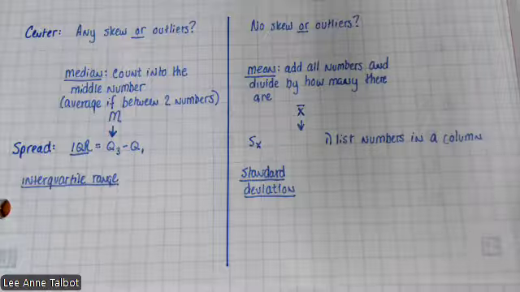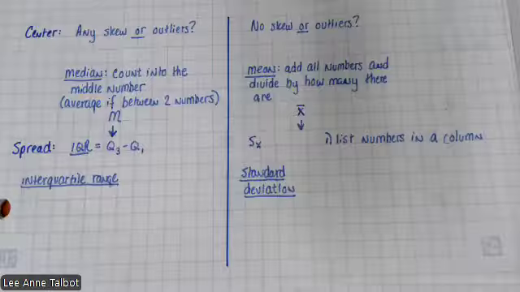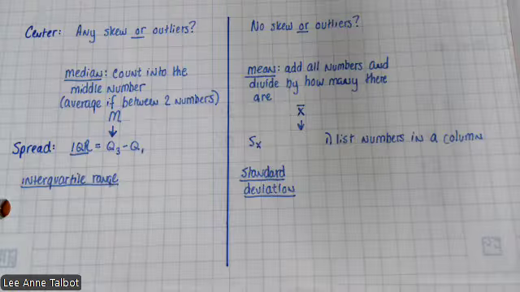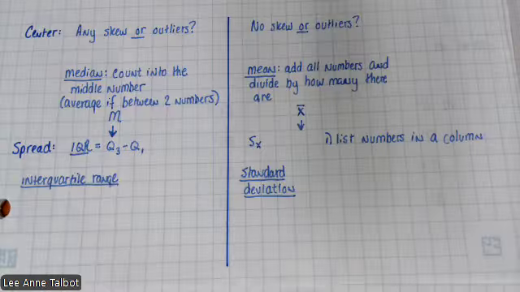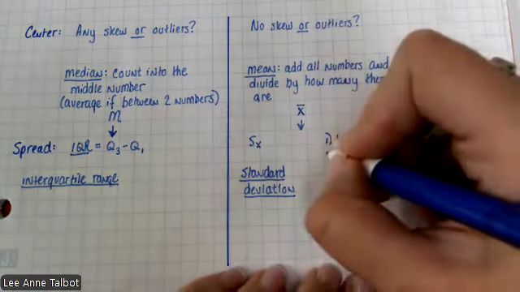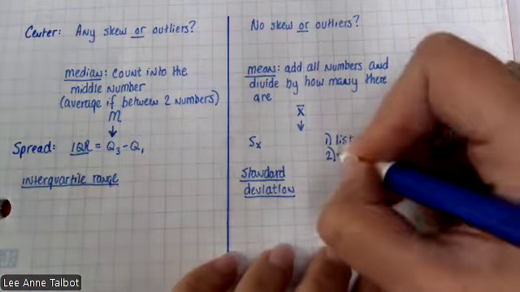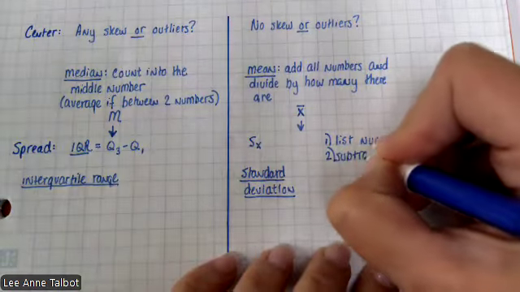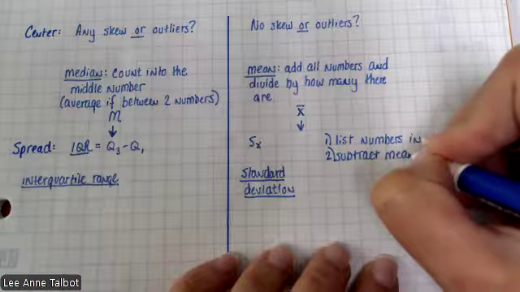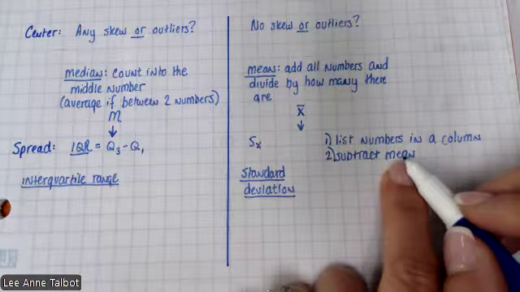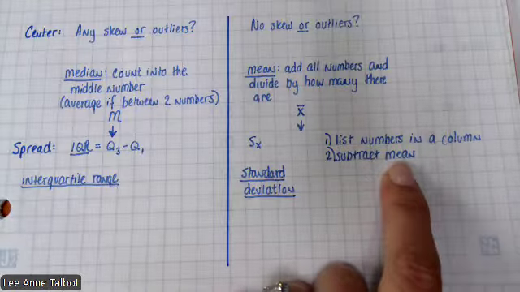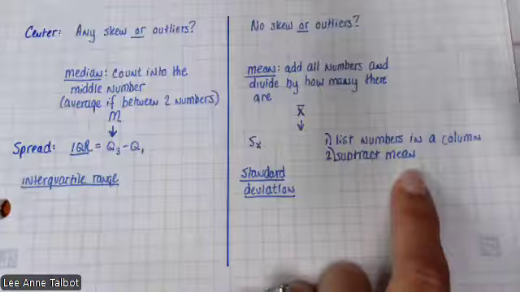Step 1: list the numbers in a column. Sorry, I don't know what I thought you said. My bad. Step 2: subtract the mean from each number. And there you go. So right there is your clue of why mean and standard deviation go together, because you need the mean in order to find standard deviation.